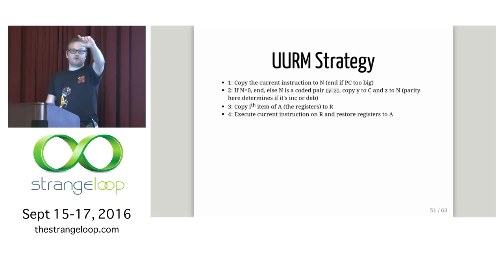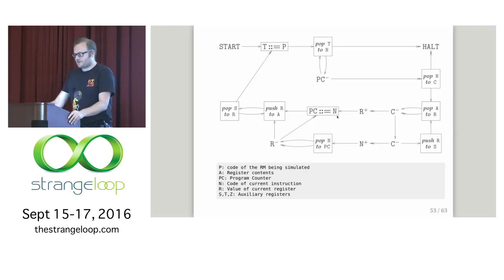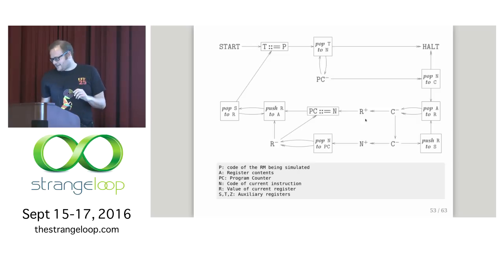So we copy the program, we pop the instructions till we get the one we're interested in, and we then inspect that. Based on the arity, we decide whether it's inc or deb, and then we pop the registers to get the one we want, we change it, and then we pop the registers back together, put them back in, and start the whole process again. So there are 17 instructions using six different commands. It's not meta-circular, it doesn't host itself yet. I'll show you the highlights of this.